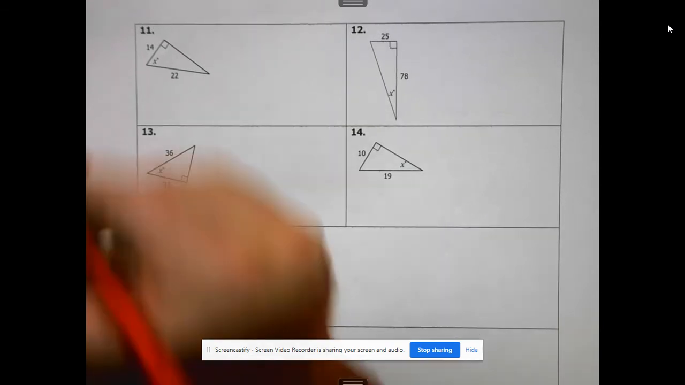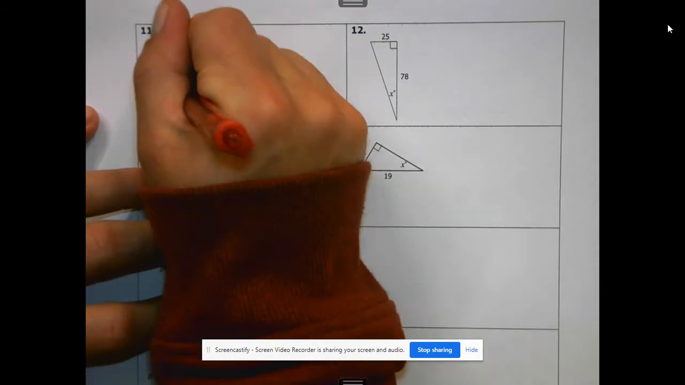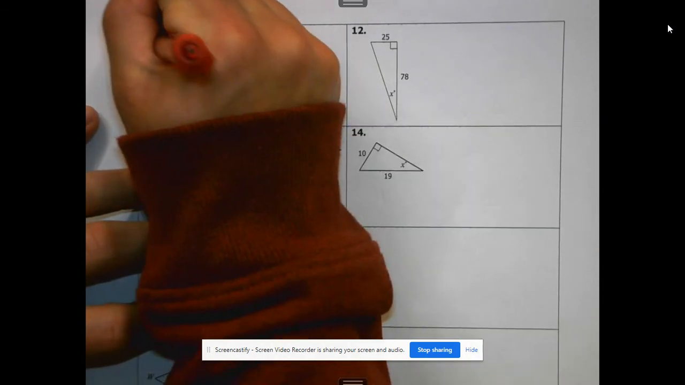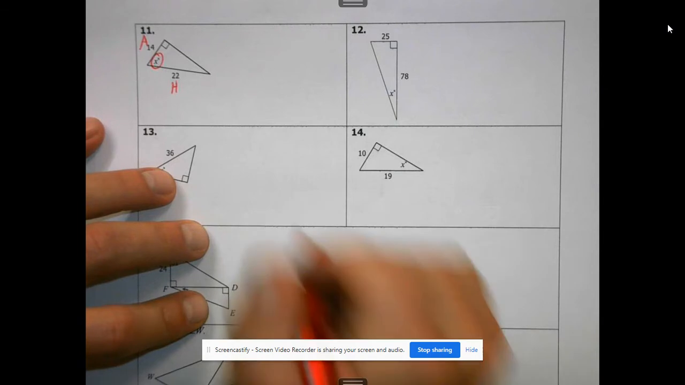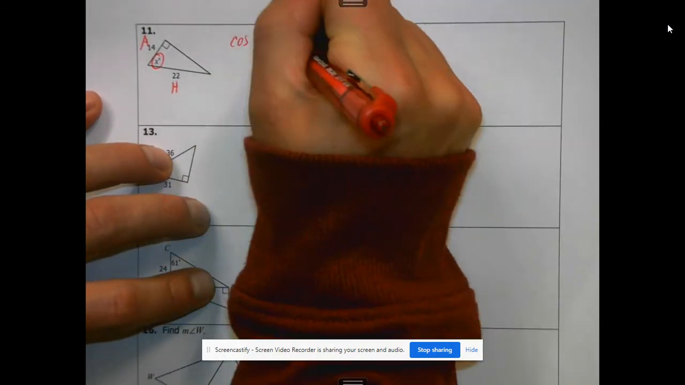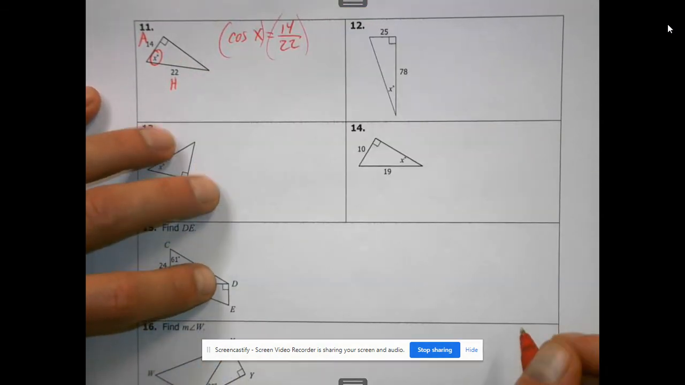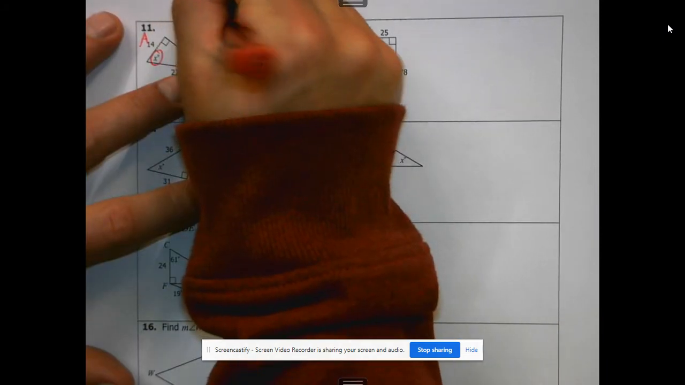Number 11, missing the angle this time, so it's going to be one of those inverse trig functions. 22 is hypotenuse, x is adjacent, A and the H is cosine. Cosine of x equals adjacent 14 over hypotenuse 22. Remember for this one, you got to type in the inverse of the trig function.